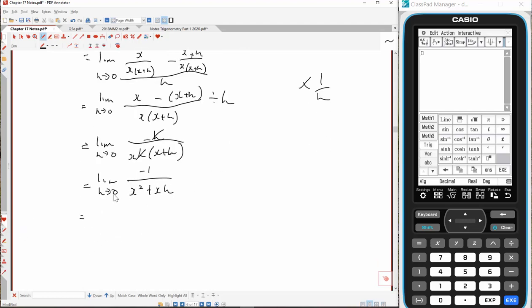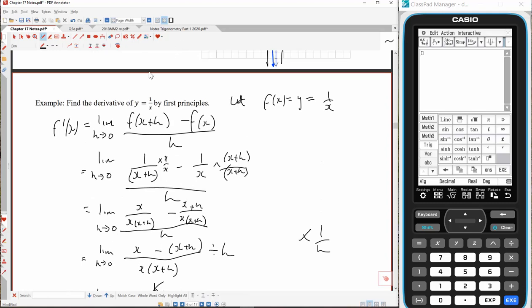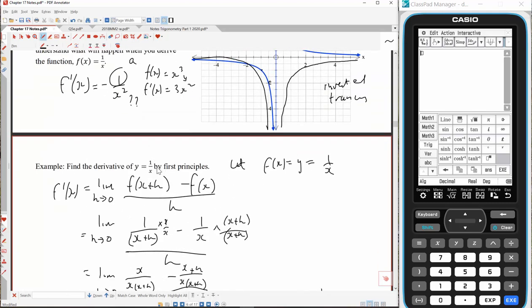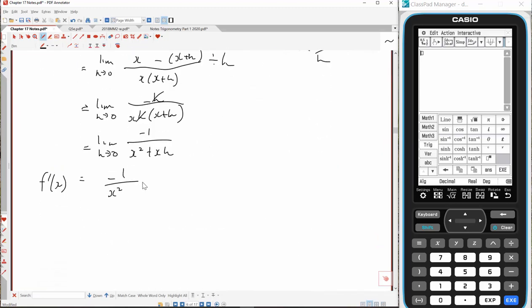All right, ready to apply our limit. So we'll take the limit as h approaches 0, which means that this term is left unaffected, 1 over x squared. This one here, h approaches 0, 0 multiplied by x is 0. So we can say that f dash x is equal to -1 on x squared, which seems to be suggesting, as we felt with the diagram, that the derivative of a hyperbola is an inverted truncus.